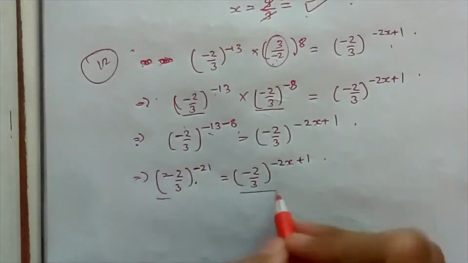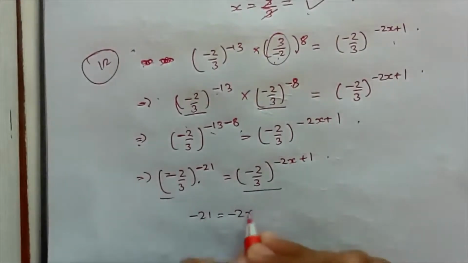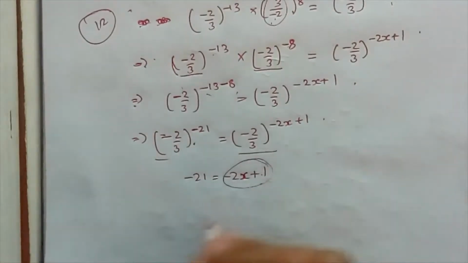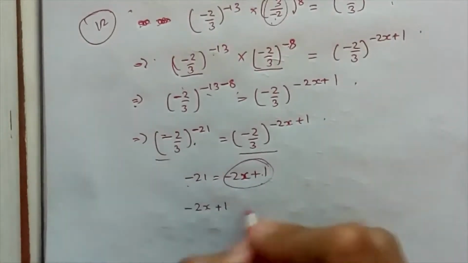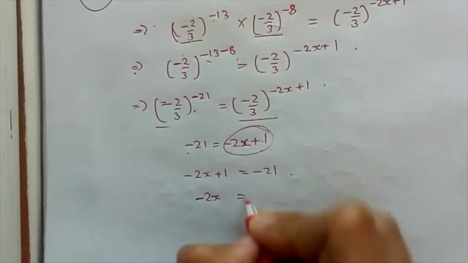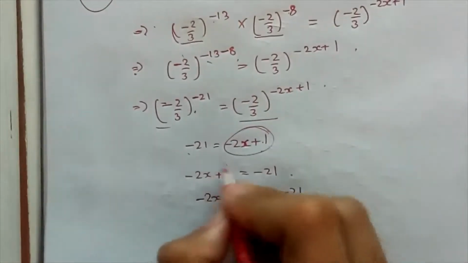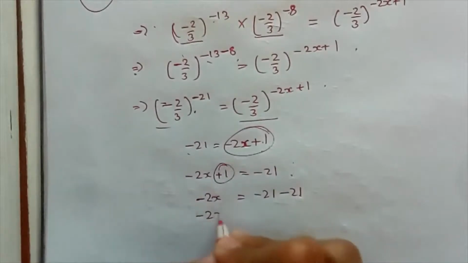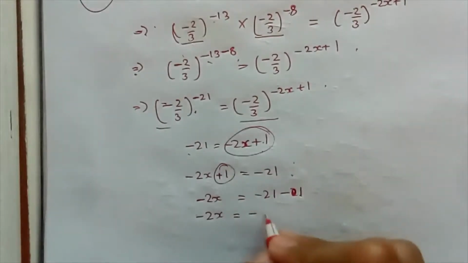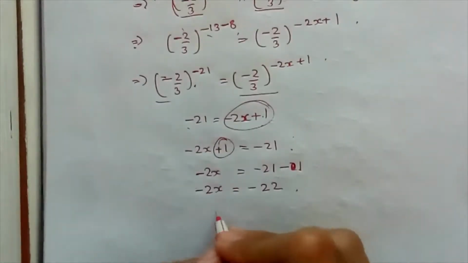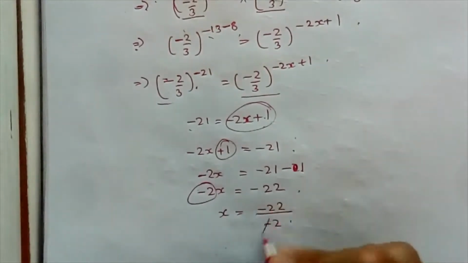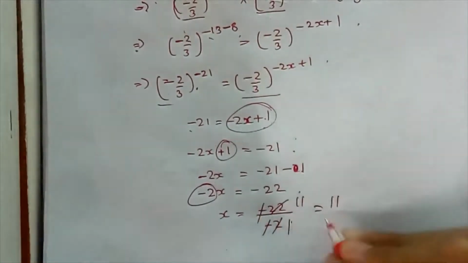So here the bases are the same, so minus 21 will be equal to minus 2x plus 1, right? Now we will move the term with x to the left hand side and move minus 21 to the right hand side. Simple. 2x is equal to minus 21 minus 1, transferring this 1 to the right hand side. Oh sorry, it's minus 21 minus 1, which is minus 22. x is equal to minus 22 upon minus 2, minus minus cancel out, and the value is 11.